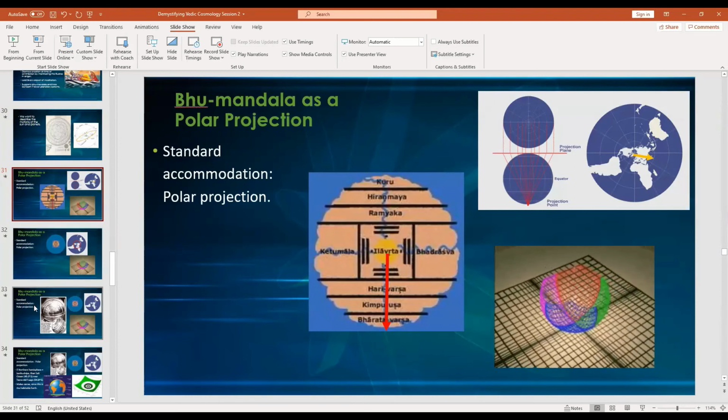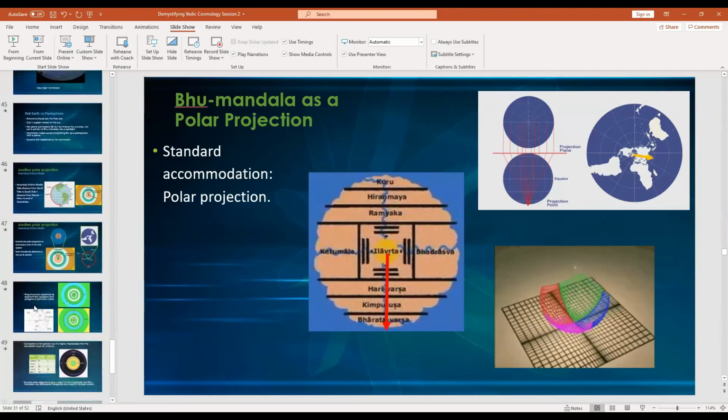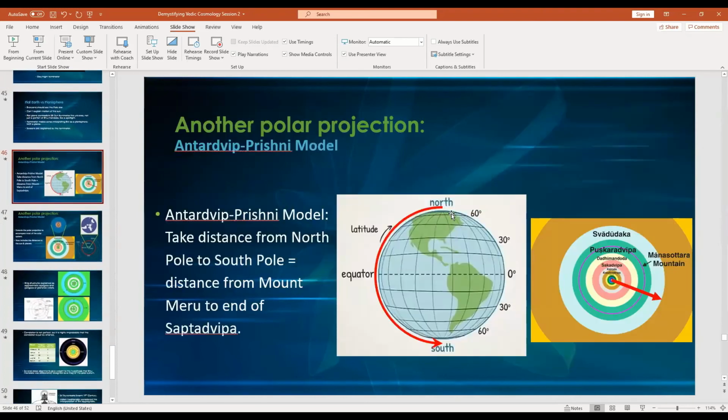And then I made another assumption. I said, well, let's forget about that assumption and try a different one, which is that the distance is actually from the North Pole to the South Pole, and that distance correlates to the distance from the center of Bhu-Mandala to the edge of Saptadvip. These are some different assumptions, and they gave different results, right? So what we're doing is applying assumptions and seeing what predictions these assumptions give us.